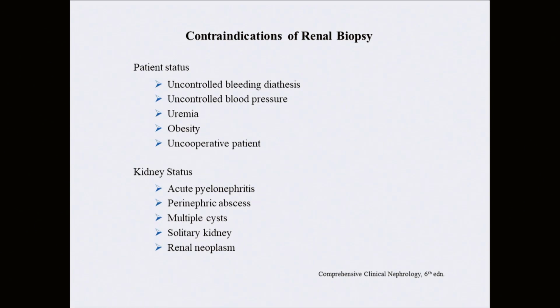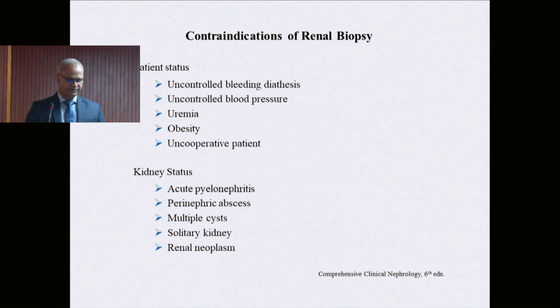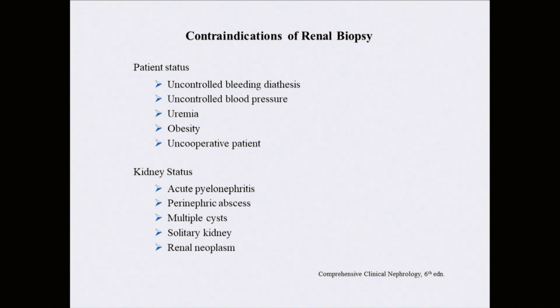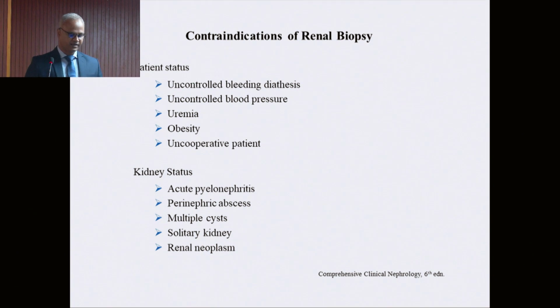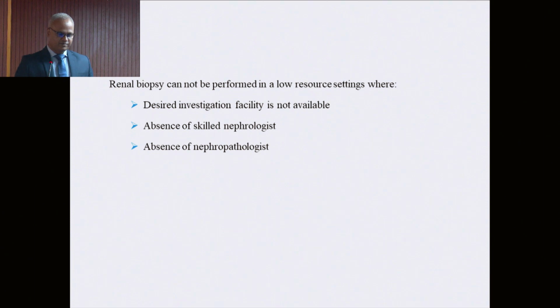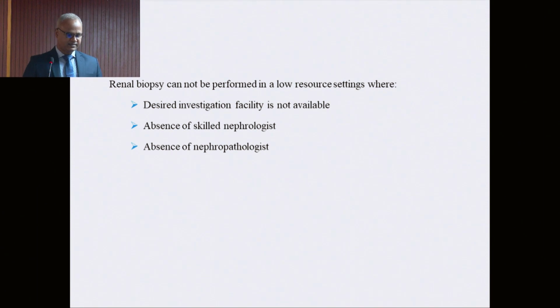Contraindications of renal biopsy include some patient factors: uncontrolled bleeding diathesis, uncontrolled blood pressure, uremia, obesity, uncooperative patients, and from the kidney perspective, active urinary infection, that includes acute pyelonephritis, perinephric abscess, and also multiple cysts, solitary kidney, and malignancy. Renal biopsy cannot be performed in a low resource setting where the desired investigation facility is not available and there is absence of skilled nephrologist and absence of nephropathologist.